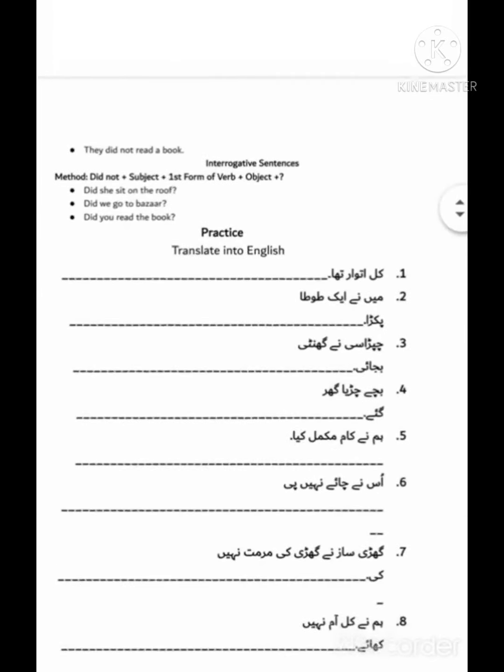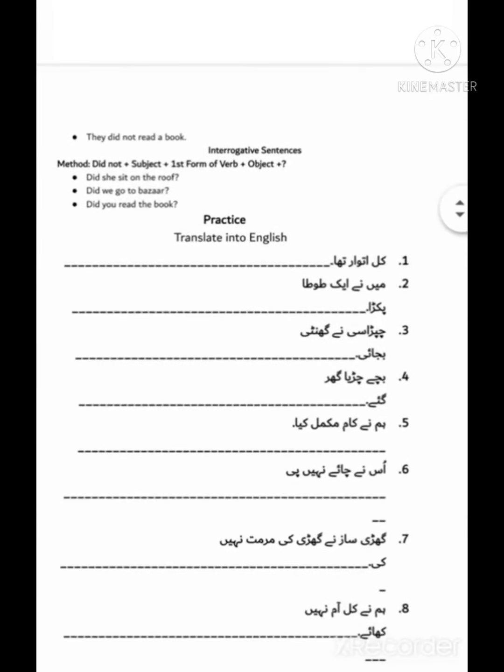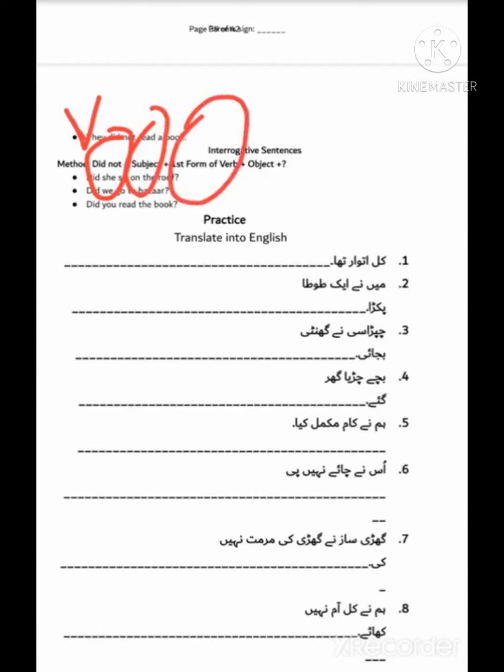Now move to the interrogative sentences. The method of interrogative is: first we add "did", and then the subject, then the first form of the verb, then the object, and at the last we use the question mark.